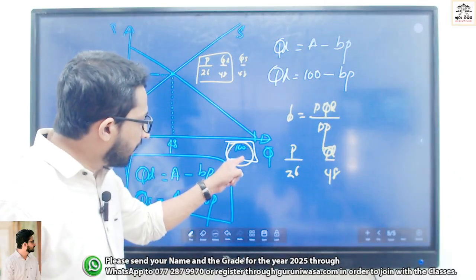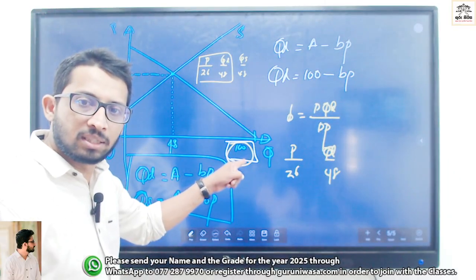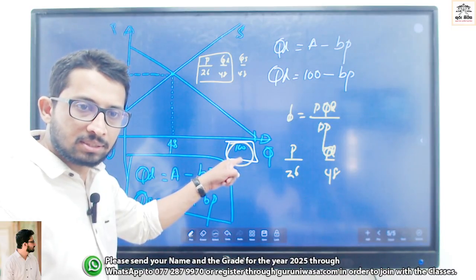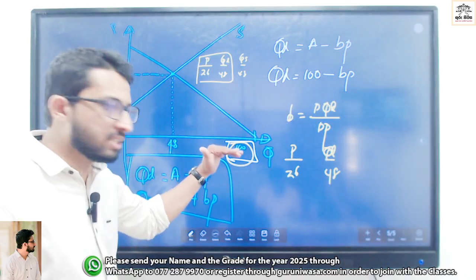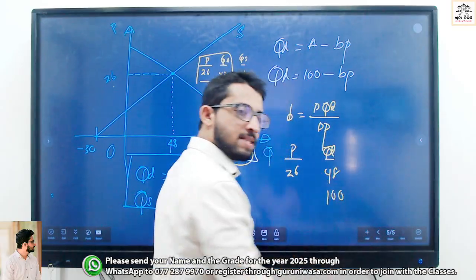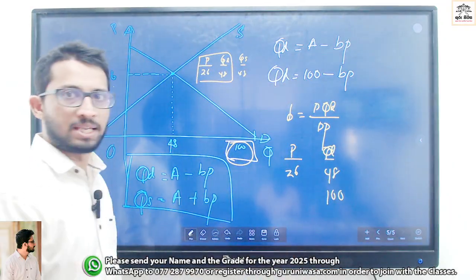At this point, the quantity demanded QD, how many units are being demanded at this point? 100. QD is 100. Be careful. Price, the price at this point.